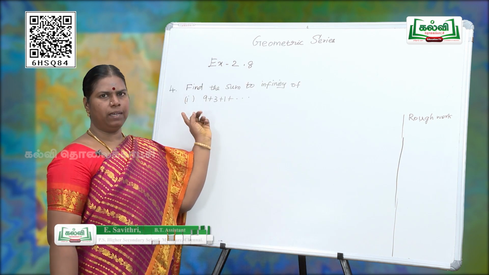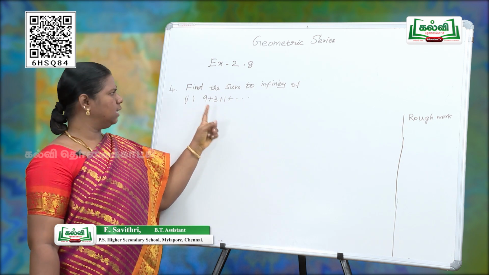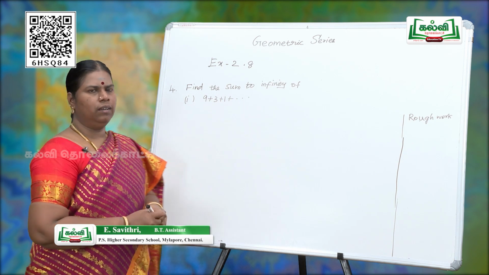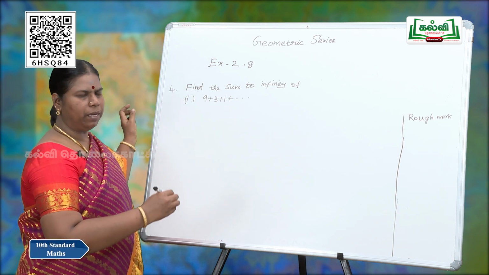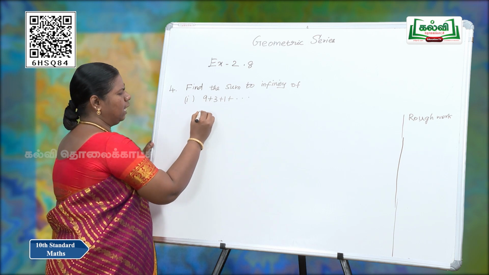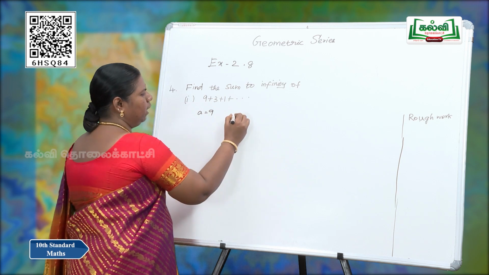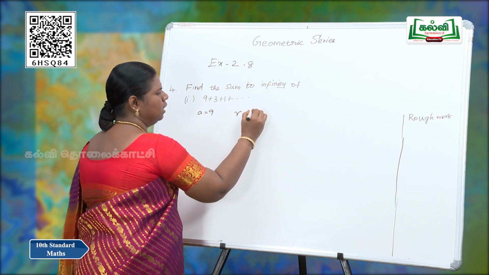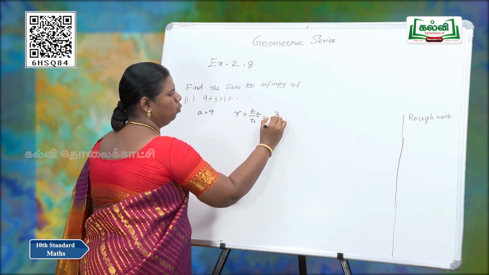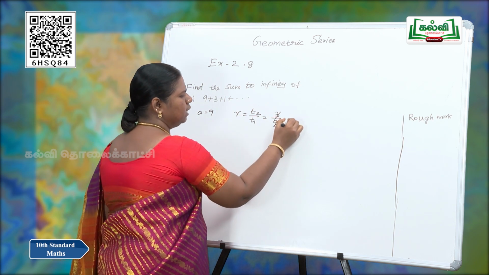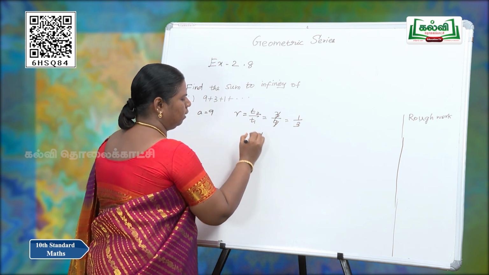The fourth sum is find the sum to infinity of 9 plus 3 plus 1 and so on. We have to write the given information first. The first term A is equal to 9. We have to find the common ratio, that is T2 by T1 is equal to 3 by 9. On cancelling we have 1 by 3. R is equal to 1 by 3.